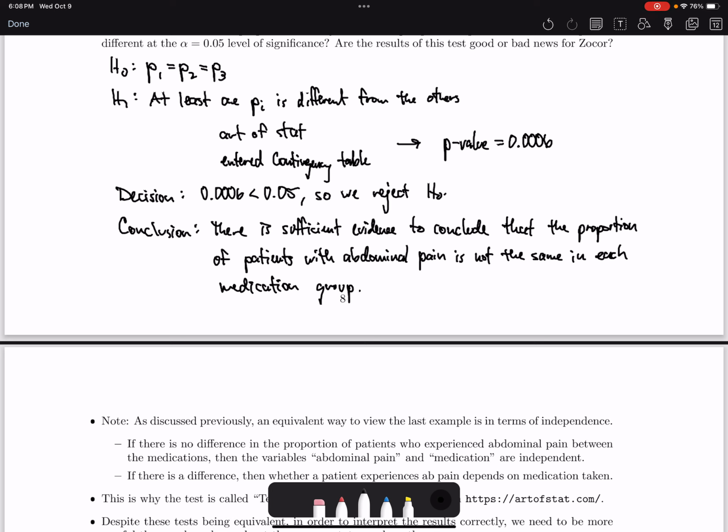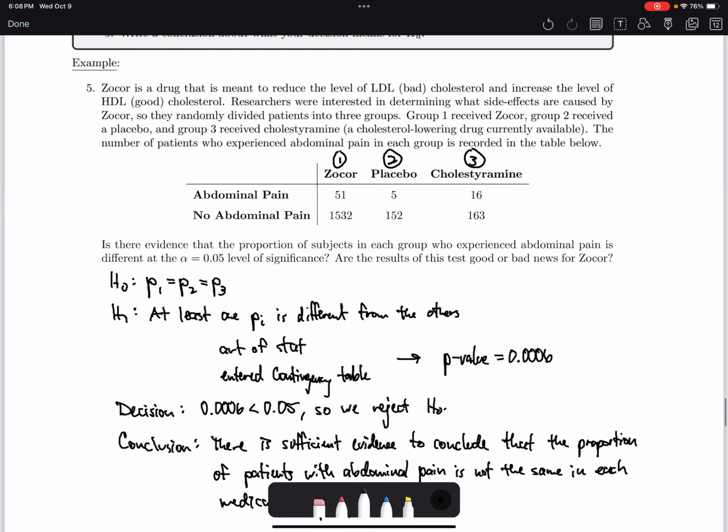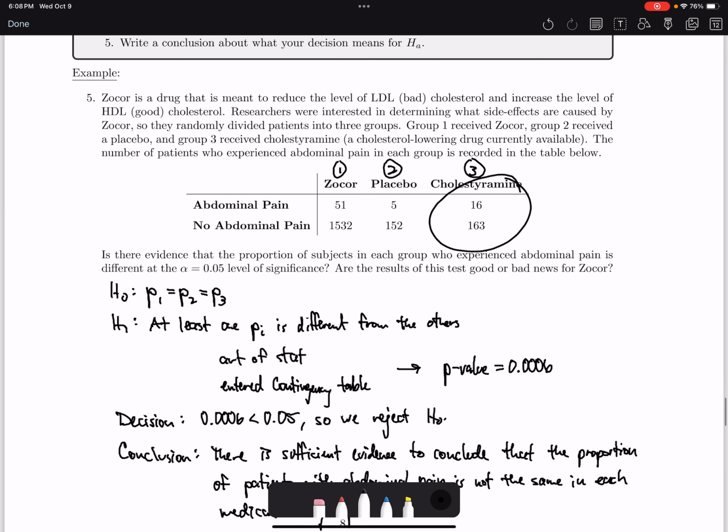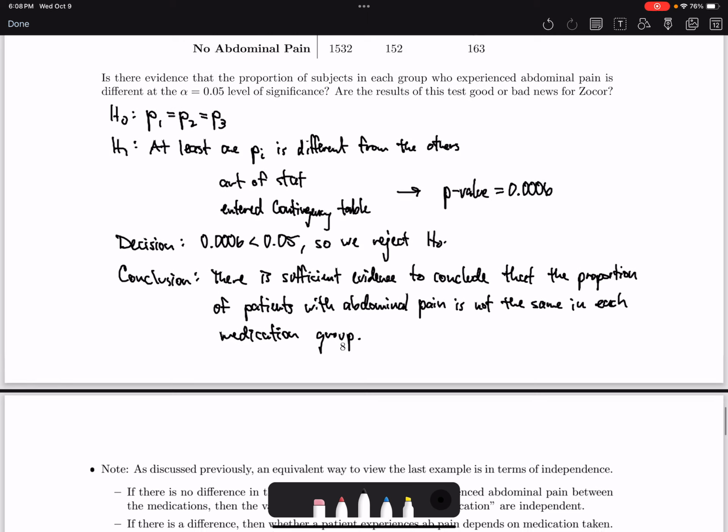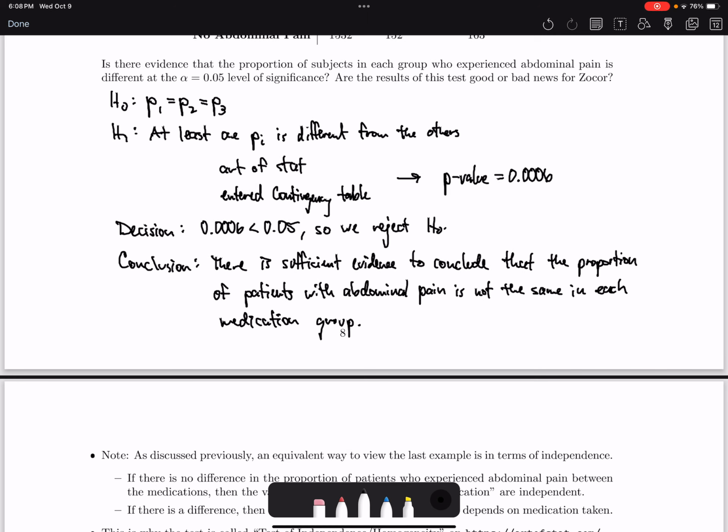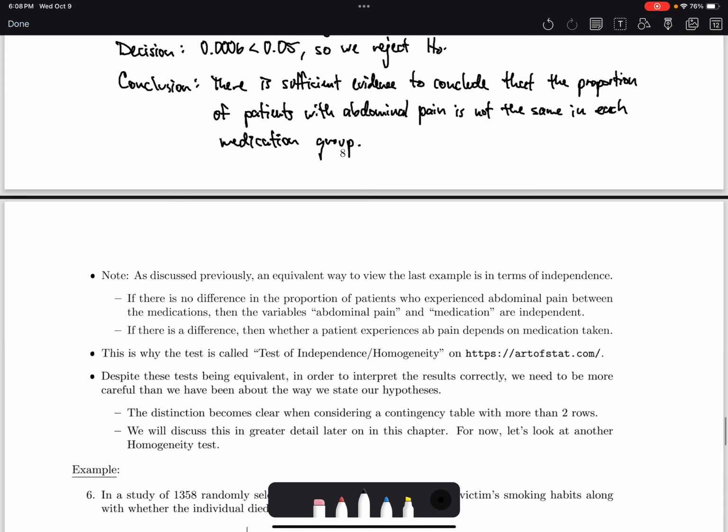But again, you can look at the difference between the observed and expected counts, right? You can look at the residuals, and you can kind of get a feeling for what the situation is. And it looks like the group that experiences the most abdominal pain is the cholestyramine group, right? Zocor actually had a lower incidence of abdominal pain than was expected. So that's good news for Zocor. Okay.